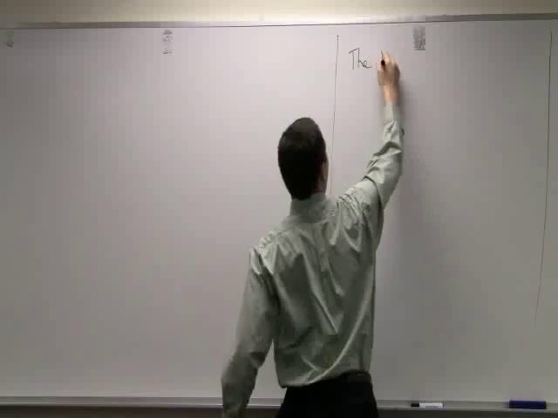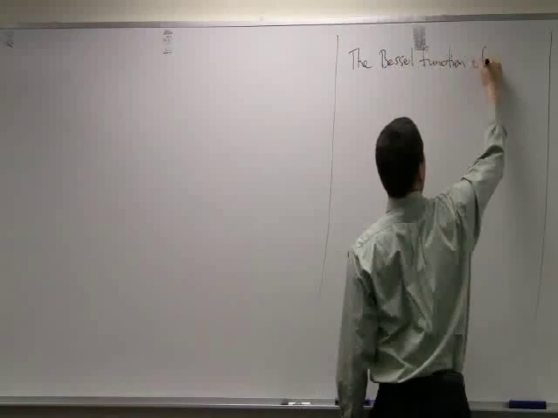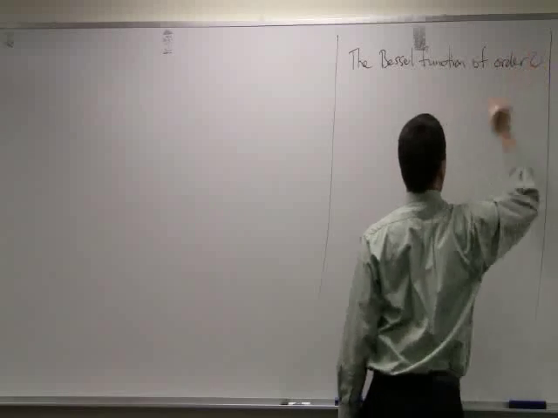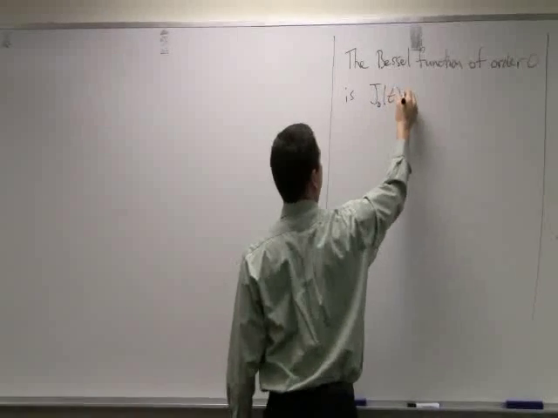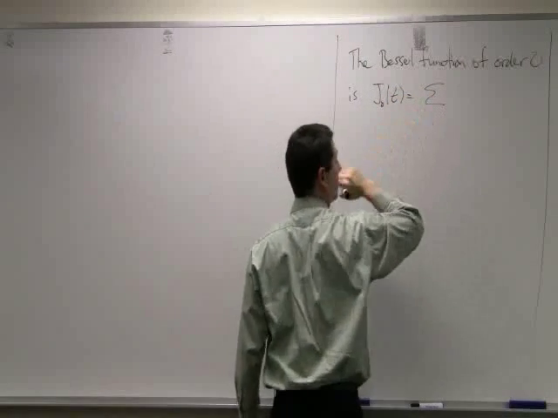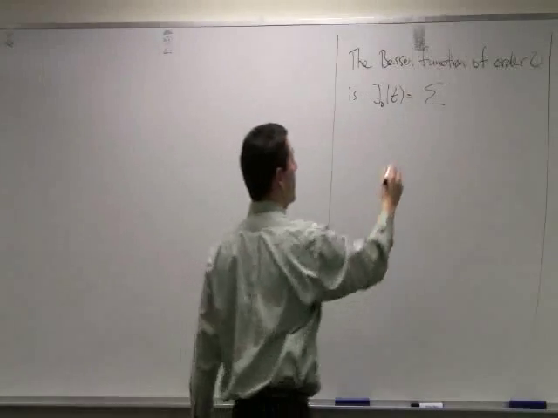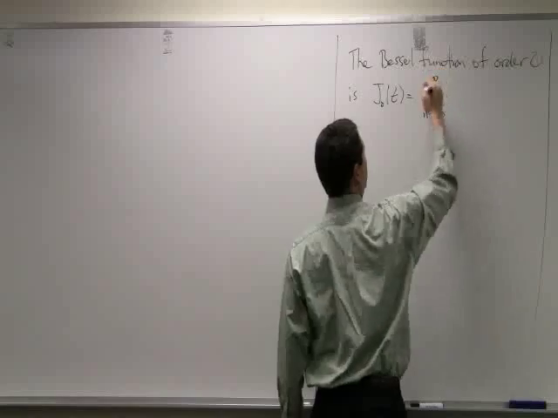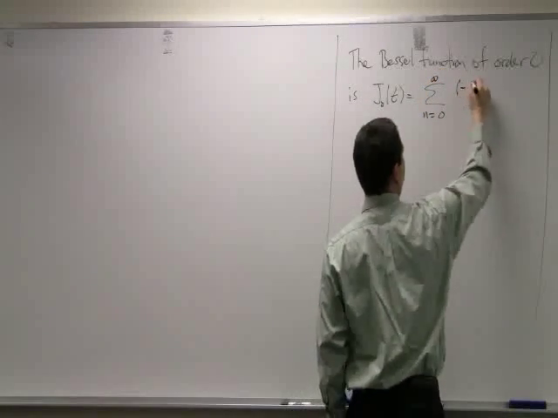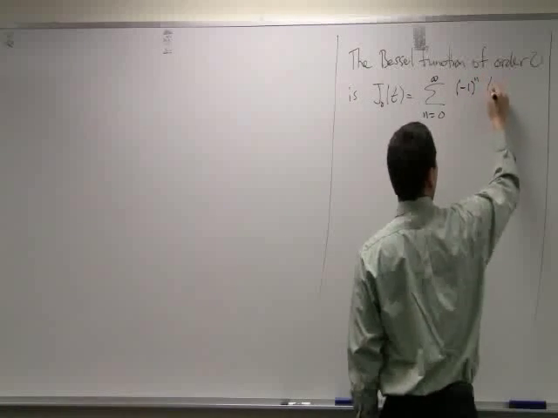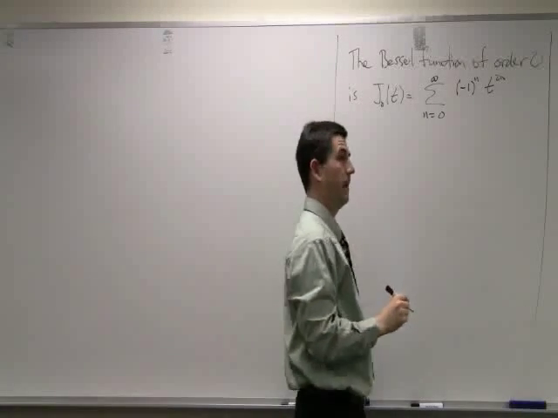The Bessel function of order 0 is J0 of t. And what letter did I use? I used n. So it's actually going to be given as an infinite sum. It's an alternating series which only has even powers of t.